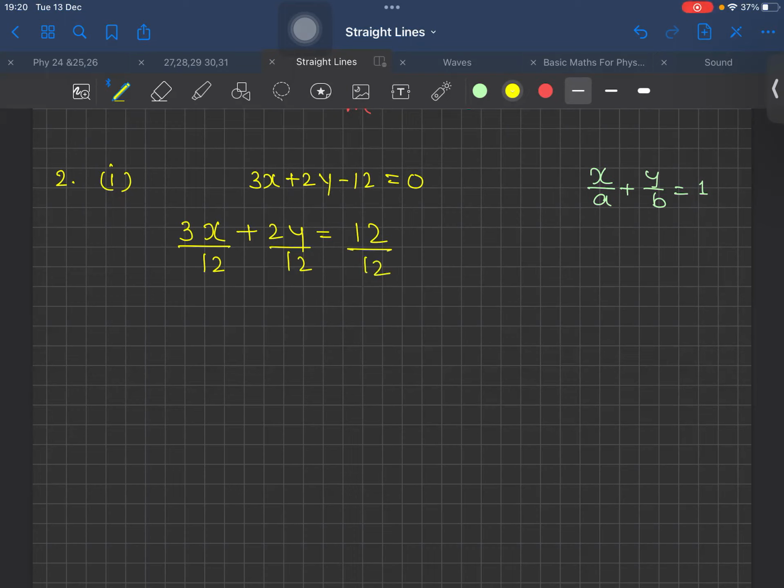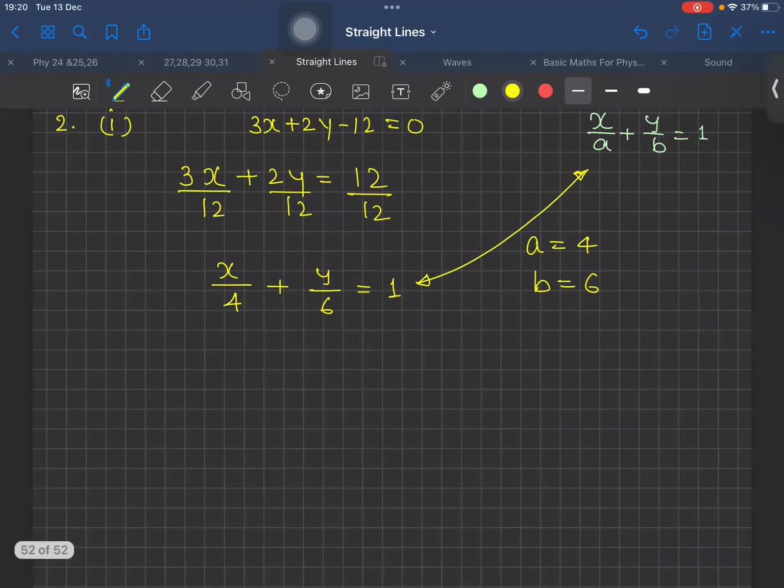What will we get? x upon 4 plus y upon 6 is equal to 1. Now you can compare these two, right? So what will you get? a will be equal to 4, and b will be equal to 6. So you have got the x-intercept and the y-intercept.